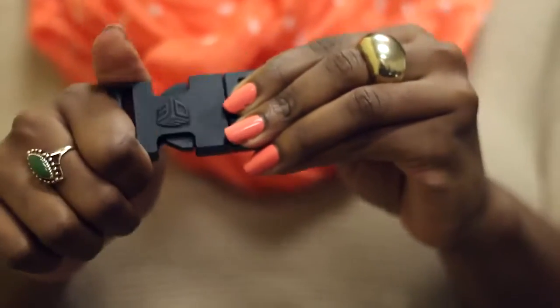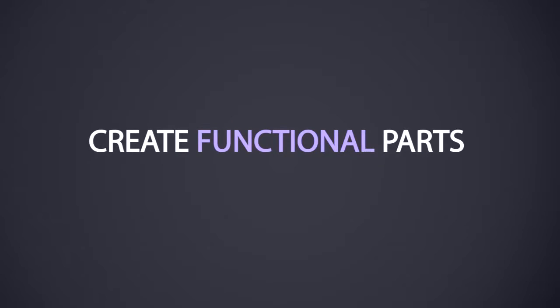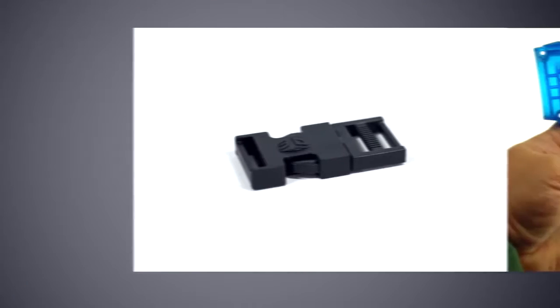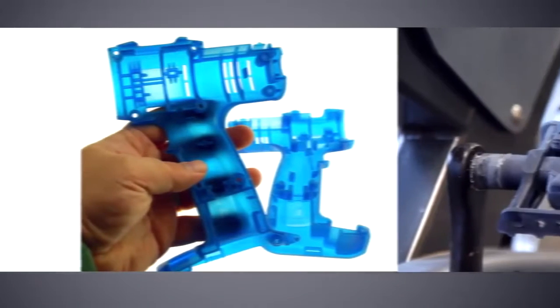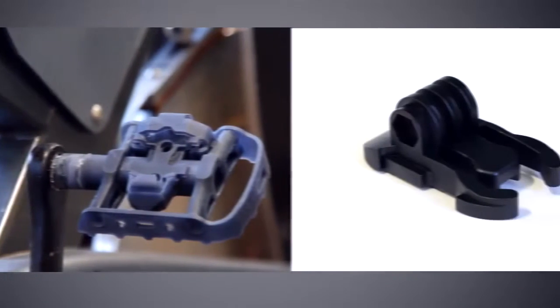With the ProJet 3500, I can create usable clips for my backpack designs. Create functional parts. Parts produced on the ProJet 3500 can be drilled, glued, painted, and plated. Whatever it takes so that you can see your part move and interact with other components.